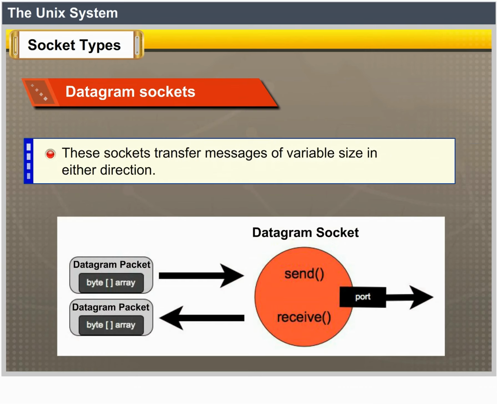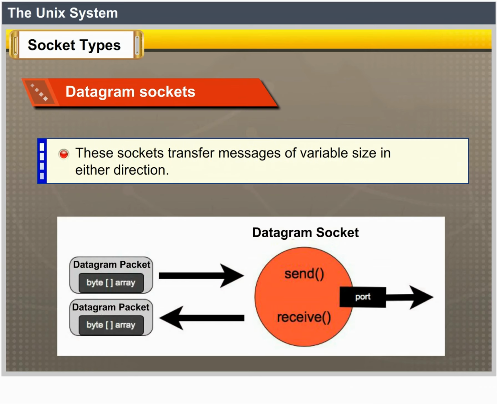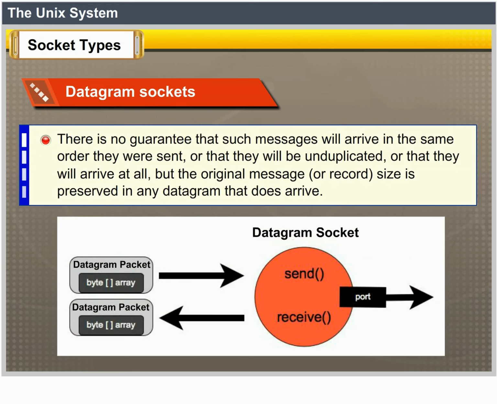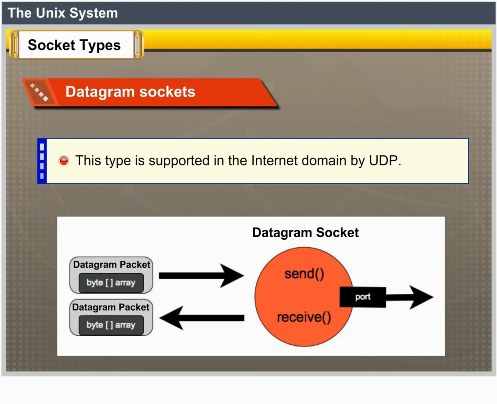Datagram sockets. These sockets transfer messages of variable size in either direction. There is no guarantee that such messages will arrive in the same order they were sent, or that they will be unduplicated, or that they will arrive at all, but the original message or record size is preserved in any datagram that does arrive. This type is supported in the Internet domain by UDP.